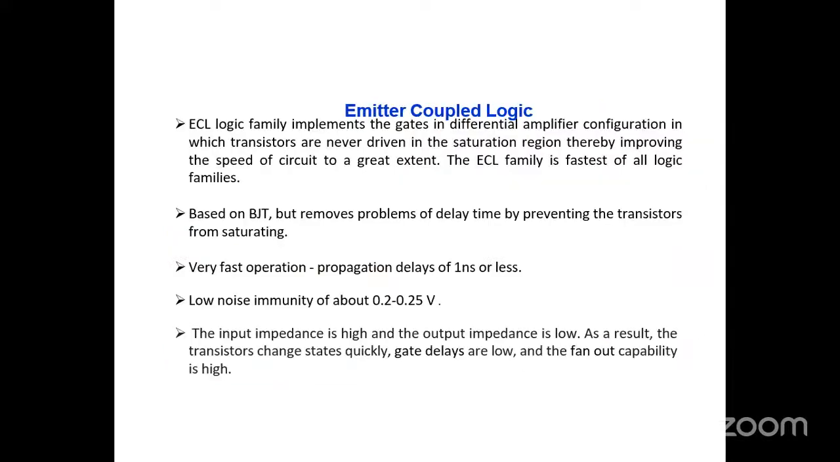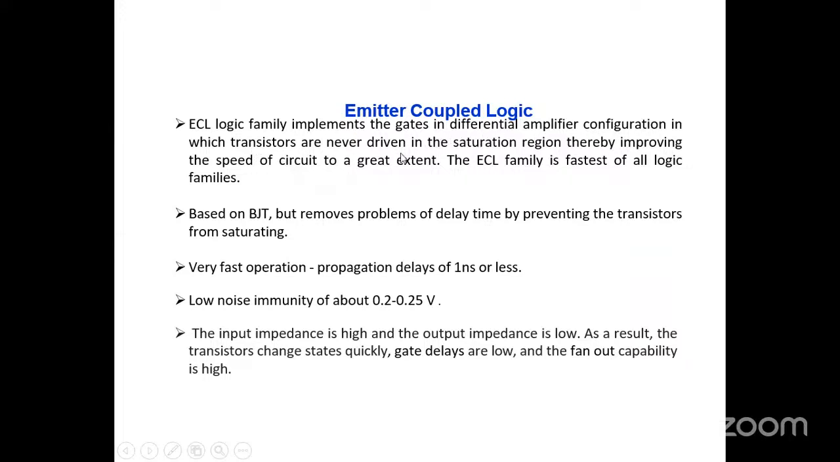Now coming to the emitter coupled logic. The ECL logic family implements the gates in differential amplifier configurations in which transistors are never driven into the saturation region, thereby improving the speed of the circuit to a great extent. The ECL family is the fastest of all logic families. So we prefer other logics compared to ECL logics. So the main advantage is that it implements the gates in differential amplifier configuration.